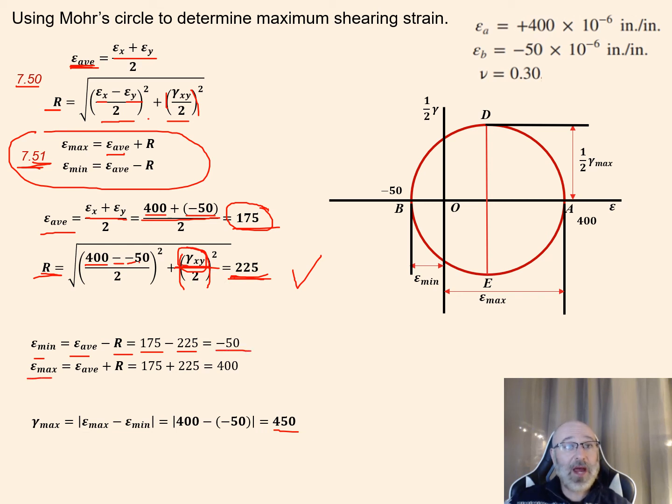And our epsilon max is equal to our epsilon average plus our R. So it's 175 plus 225 is 400. Plug this into that same equation we used before that we gathered from our Mohr's circle. Looking at it, plug these in. It's 400 minus a negative 50, which would be a 450, which is a double check again for our max shear strain.